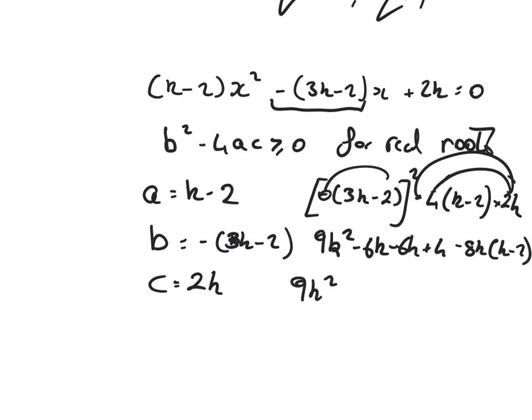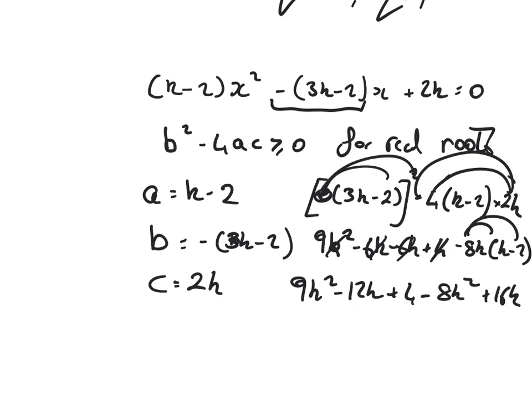So it's 9k squared minus 12k plus 4 minus 8k squared plus 16k. So just go through that again. The minus squared will give me a positive, then 3k squared is 9k squared, 3k times minus 2 is minus 6k, repeat that, minus 6k again, minus 2 all squared is plus 4. I brought that across there, 4 times 2k, with the minus in front, is minus 8k, bracket k minus 2.